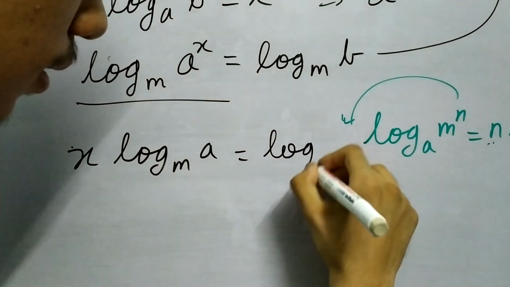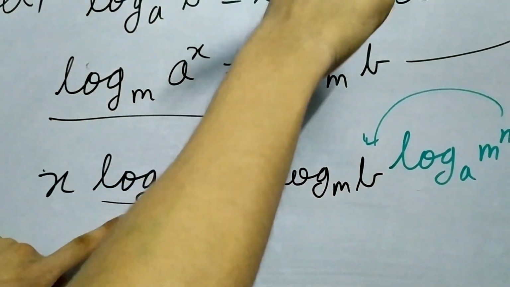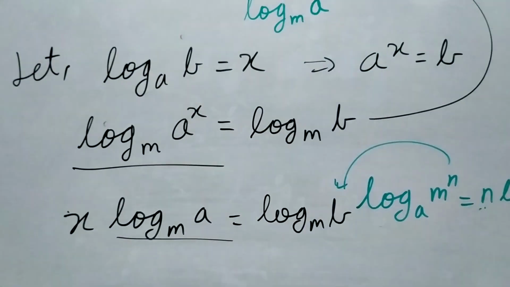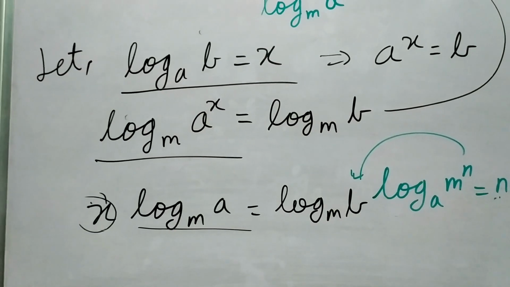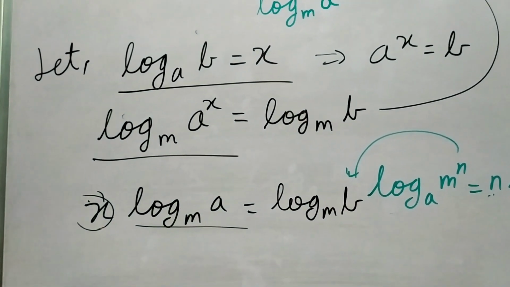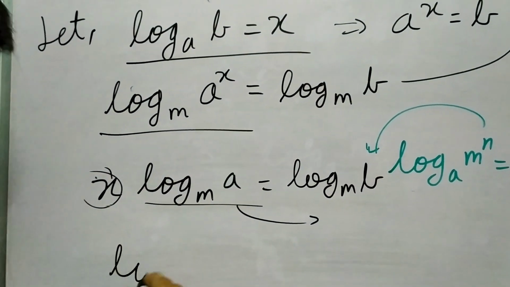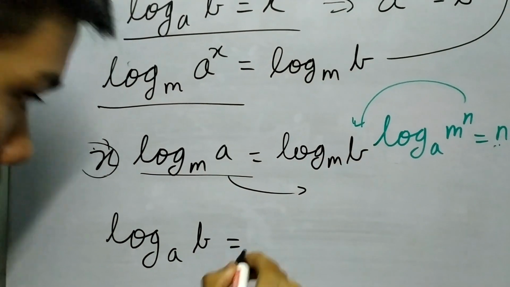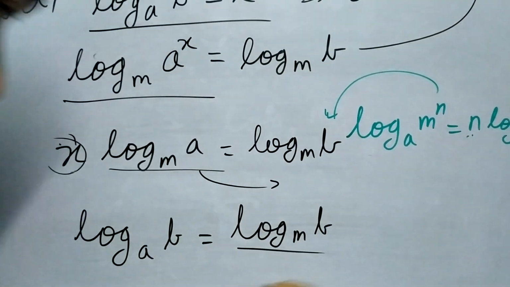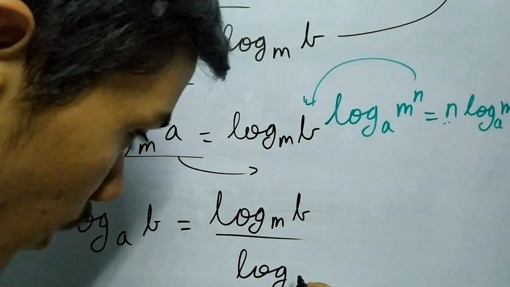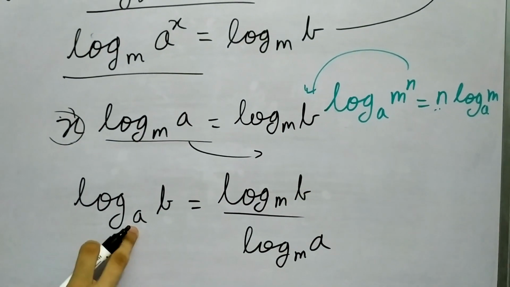Now we have seen the denominator. Alright, look at these two. And again, what is x? x is nothing but log base a of b. We just move this to the right hand side. So we get log base a of b is equal to log base m of b divided by log base m of a. So you have b on top, a at the bottom.